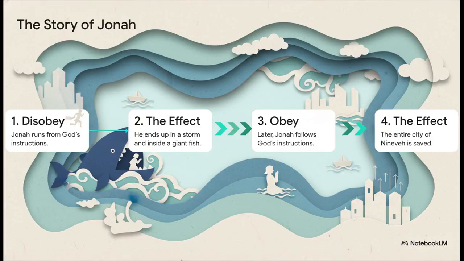You know, there's a great story that shows this perfectly. The story of Jonah. When he chose to disobey, what happened? Bam! A huge storm, and he ends up inside a giant fish, right? That's a pretty clear effect. But then, later, when he chooses to obey, what happens? A whole city is saved. See? Two different choices, two totally different, powerful results.